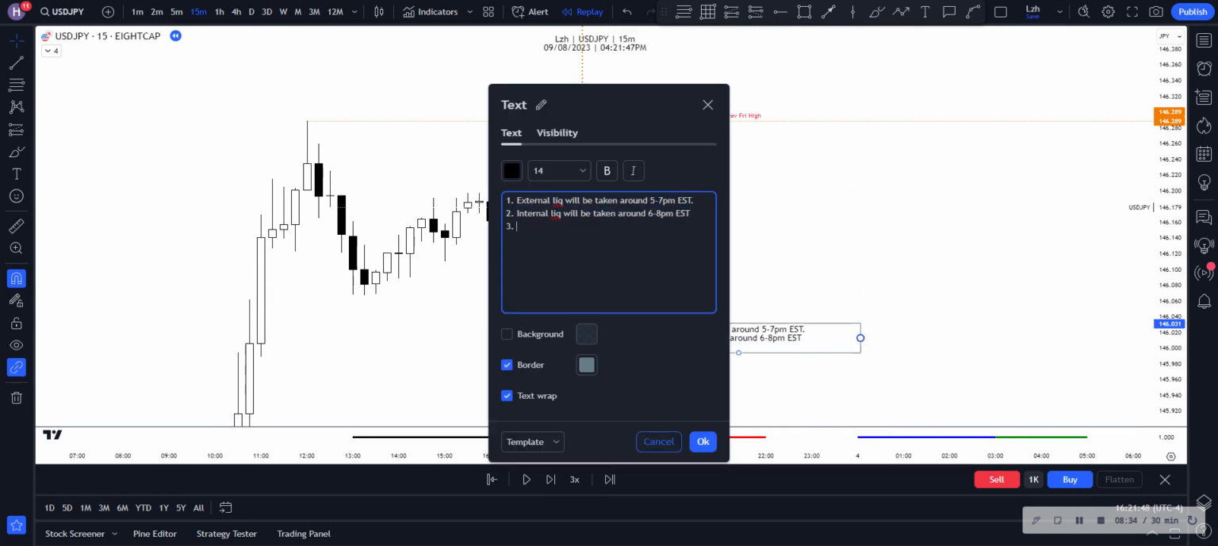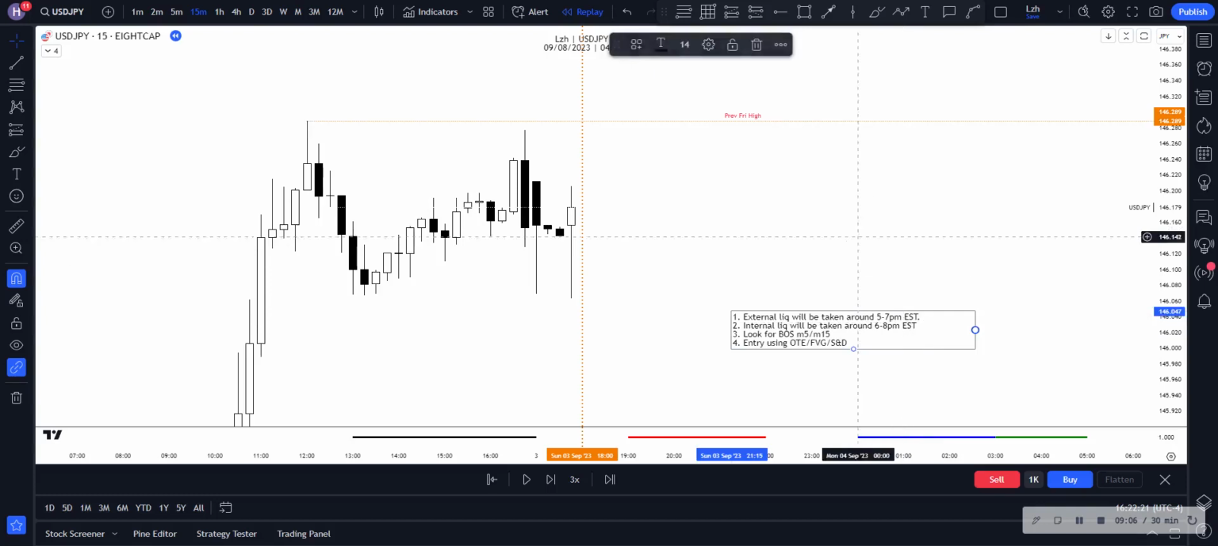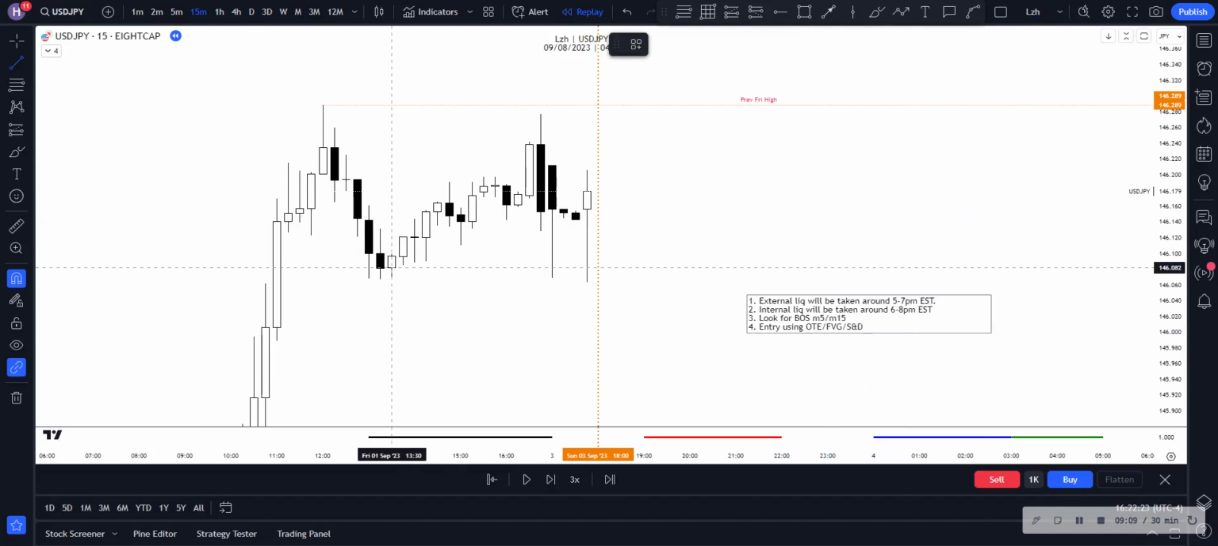And from there, look for a BOS on M5 or M15, using OTE or FVG or order block or supply and demand. Right?